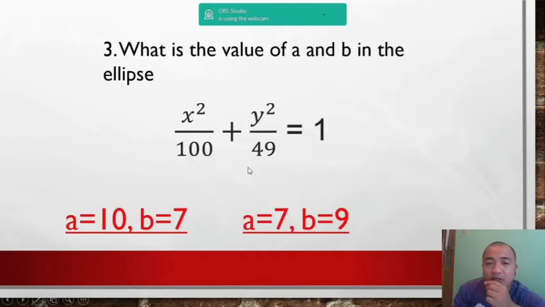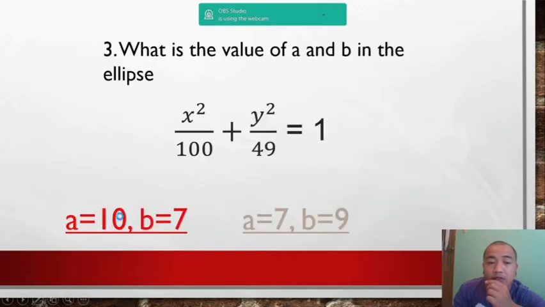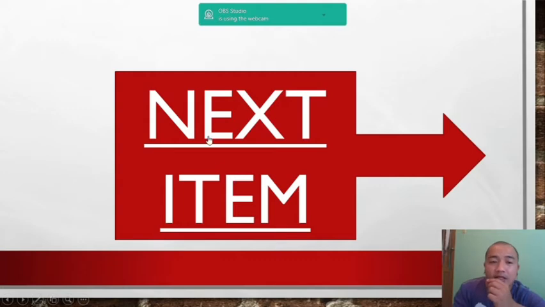Next item. What is the value of a in the ellipse? x squared over 100 plus y squared over 49 equals 1. In the given ellipse with center at origin, this is case 1 because the denominator of x is bigger than the denominator of y. Okay? So your value of a here is the square root of 100, which is 10. And the value of b is the square root of 49, which is 7. So this should be the answer. a is 10 and b equals 7, right? If your answer is something else, that's wrong. Should be a equals 10, b equals 7. Bravo.